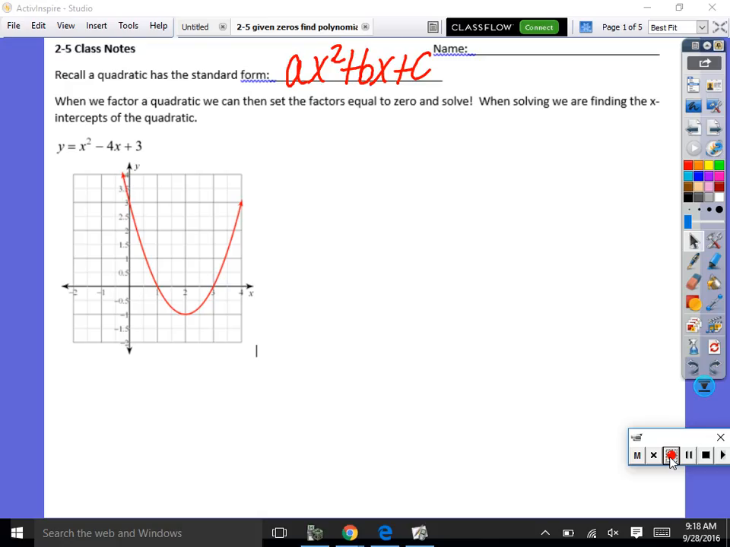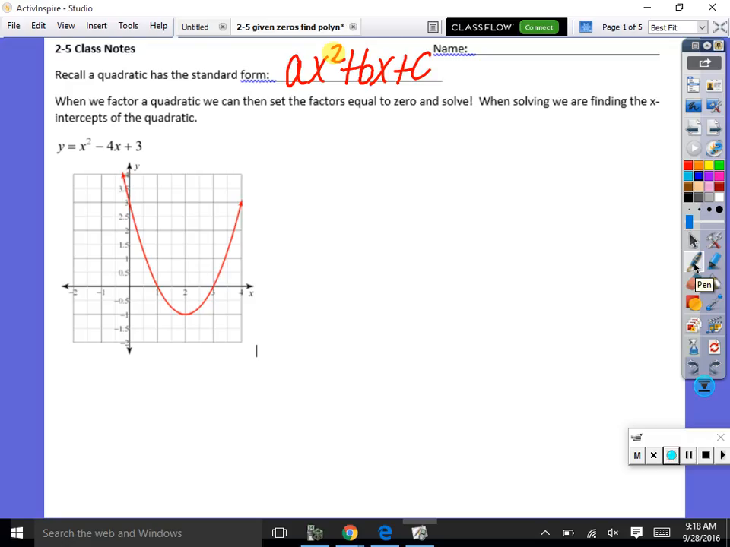So remember that a quadratic has the standard form ax squared plus bx plus c. A couple things to remember, it's quadratic because the highest degree is 2, correct? Standard form is highest degree to lowest degree. Is everybody good with that? Quadratic, okay? So when we factor a quadratic, if it asks to solve, it's easy to solve them, because if you factor it, then you can find the zeros by setting your factors equal to 0 and then solving.